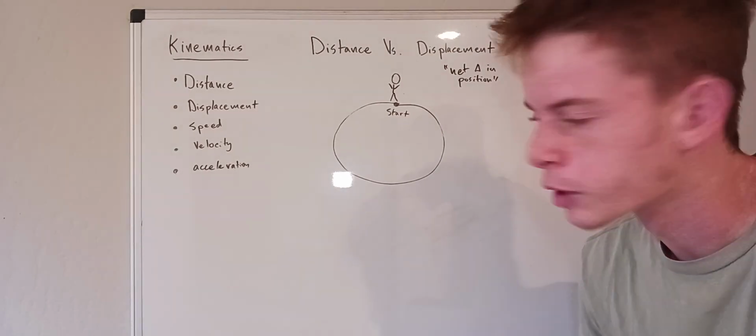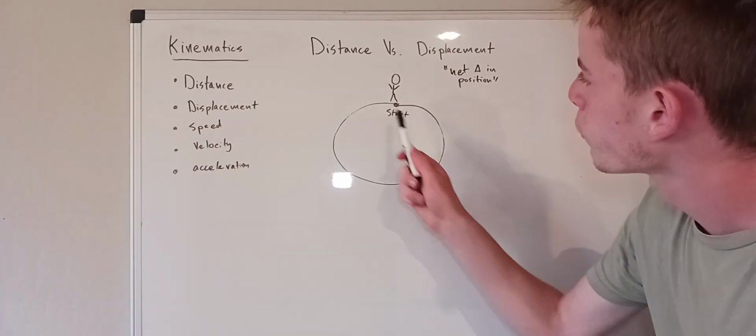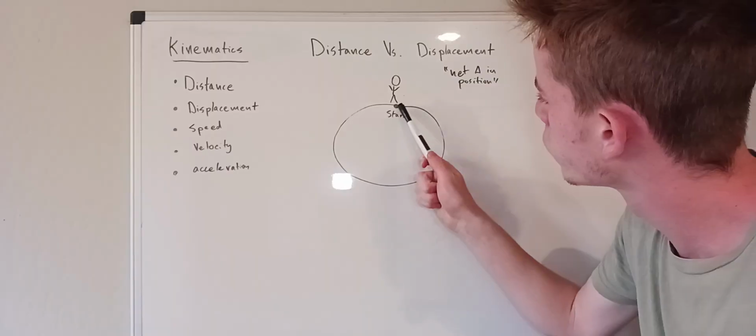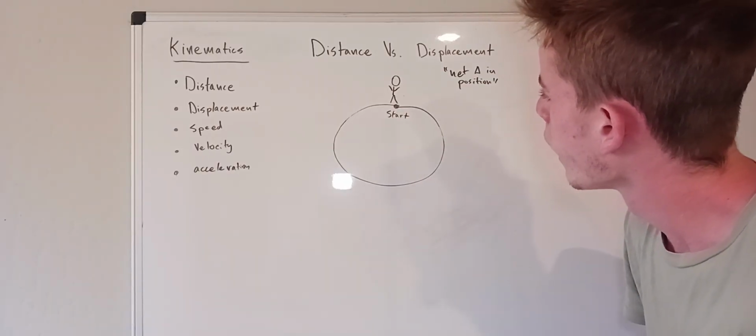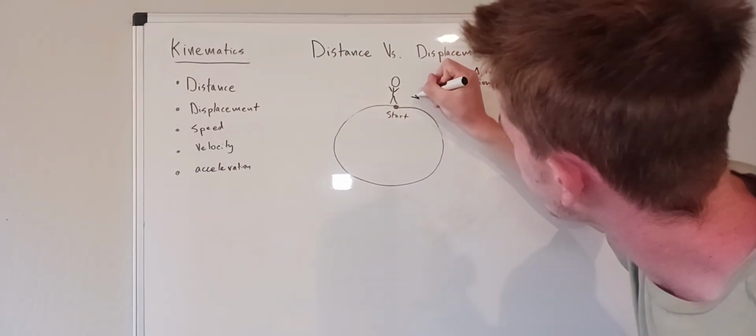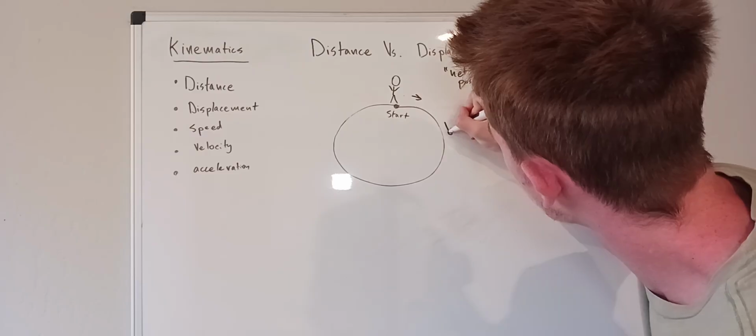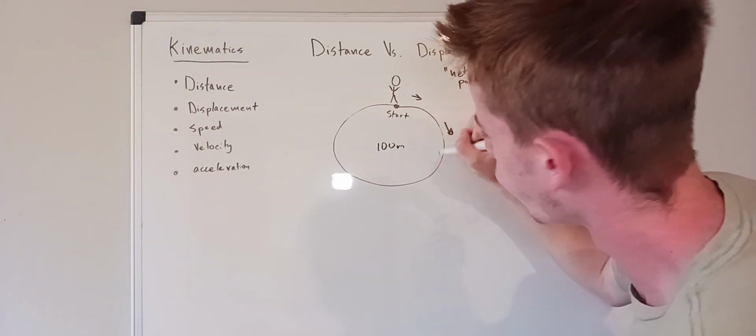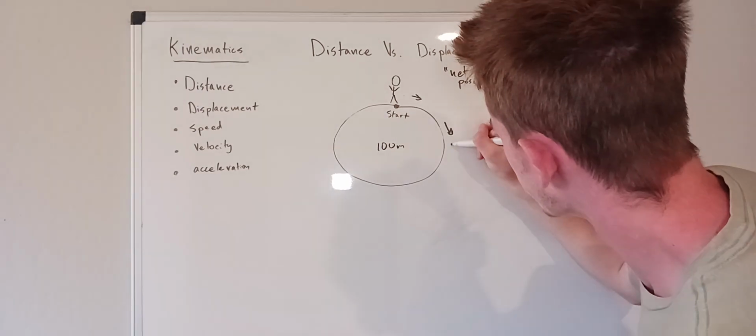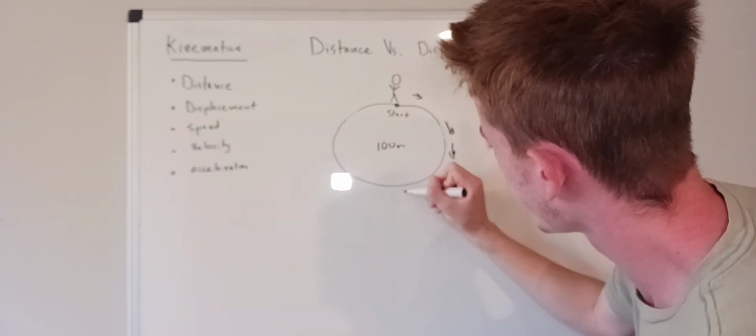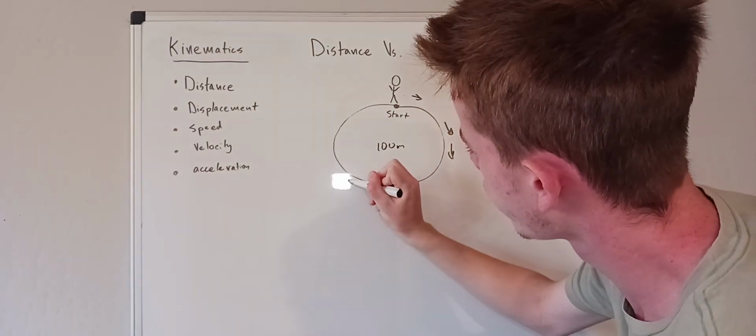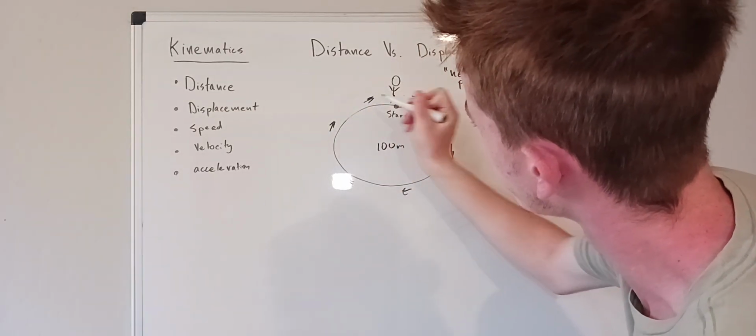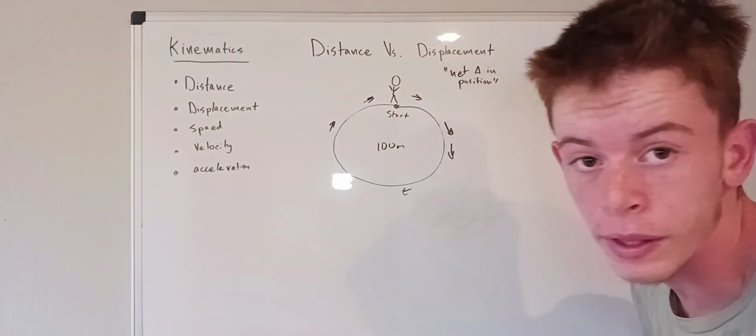Let me explain it with a physical example. So we have this guy, and he's on a running track. He's a runner, okay? And he's starting at this point, and he's just going to run around the track this way, okay? And by the way, the track is 100 meters all the way around, okay? So he's just going to run all the way back to where he started, right there.